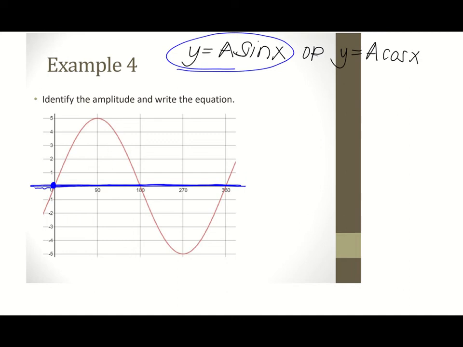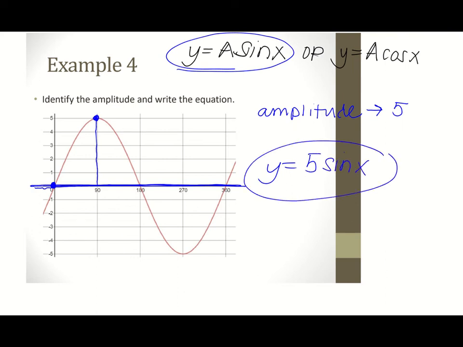Now our amplitude is going to be how far above and below I am, what I'm multiplying by. So if I look here, I'm 1, 2, 3, 4, 5 above the midline. So I took my original starting point of 1 and multiplied it by 5. So here my amplitude is 5. Now, all we know so far is amplitude goes out in front, so that's all we're focusing on. So our equation would be our amplitude times our trig function of x. So y equals 5 times sine of x.